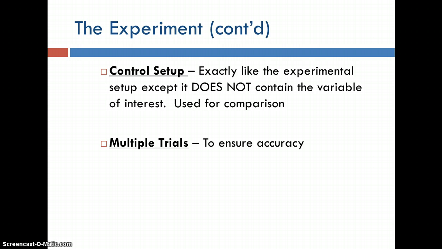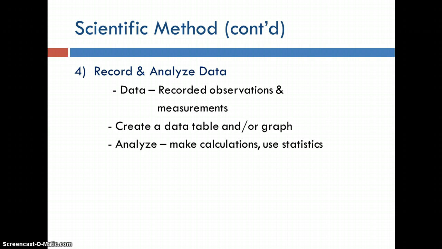Once you've completed the experiment, the next step is to gather all your information and to organize it. And there's several ways that you can organize information. You can create data tables, you can draw graphs, and in this class we're going to do a lot of line graphs. And once you have all your information organized, you're going to actually analyze it by doing calculations, every once in a while some statistics.